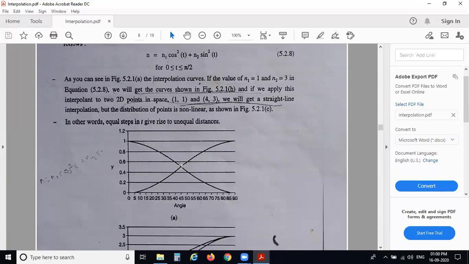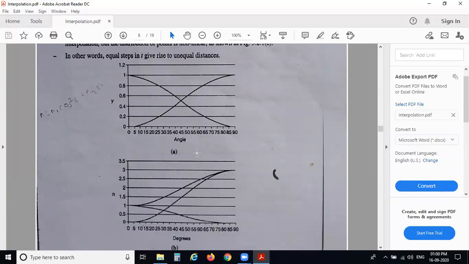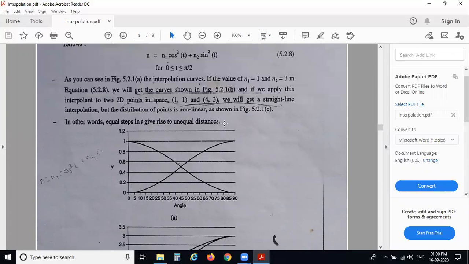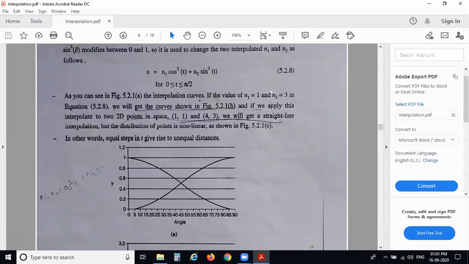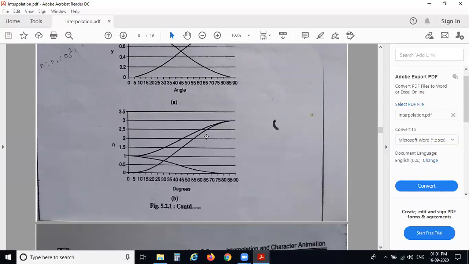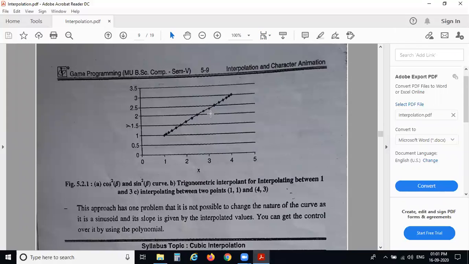Suppose this is the first curve and this is the second curve. After that we apply the interpolation at the points n1 equal to 1 and n2 equal to 3. This is another curve, which is applied using the two points 1, 1 and 4, 3. Then the curve looks like this.